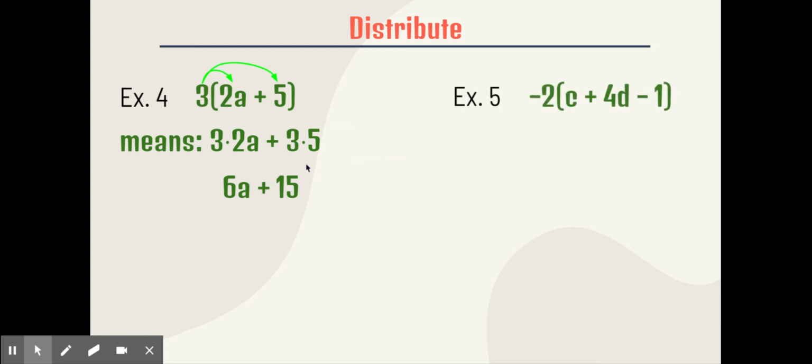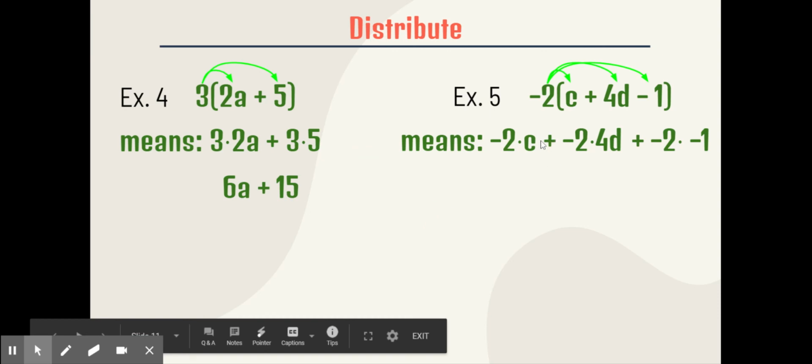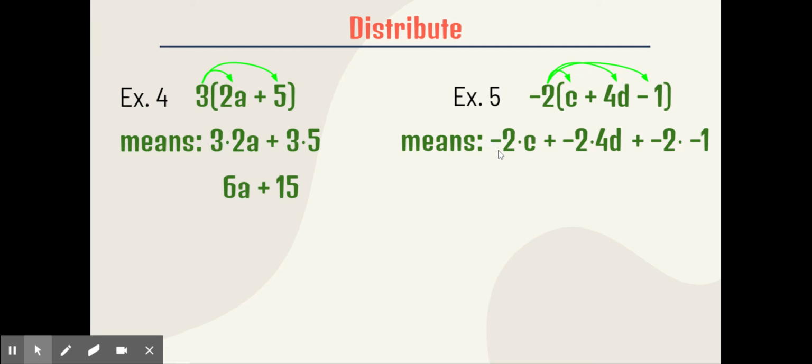All right, here's another one. It's got a longer expression inside. So I have negative 2 times c and negative 2 times 4d and negative 2 times negative 1. Notice I put plus signs between my sets of multiplication. So I have negative 2 times c, which is negative 2c. I have negative 2 times 4d, which is negative 8d. And negative 2 times negative 1 is positive 2. So that leaves me with the expression negative 2c minus 8d plus 2.